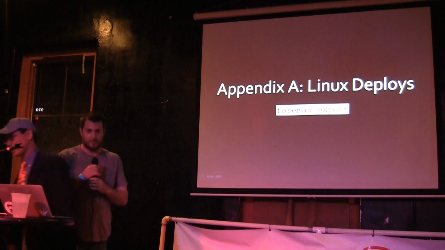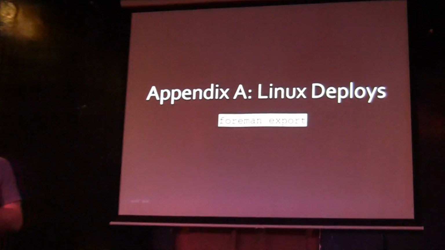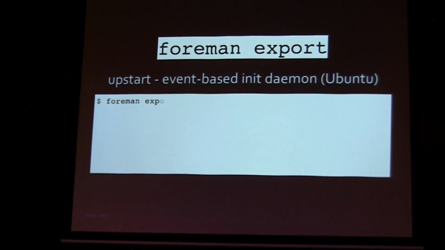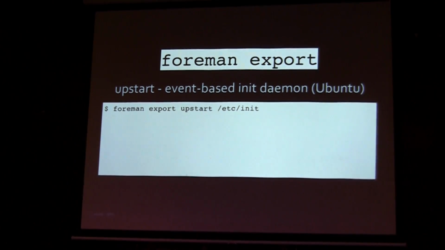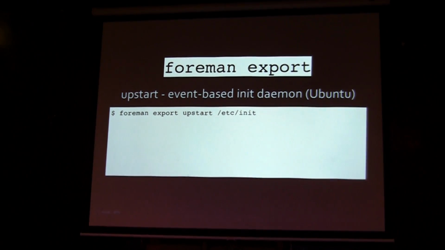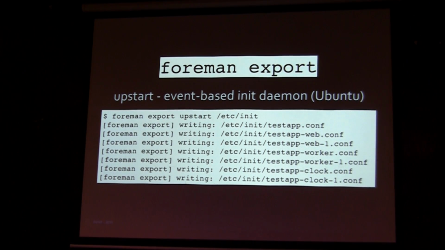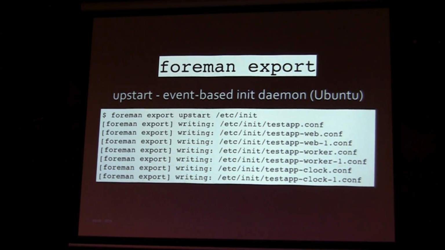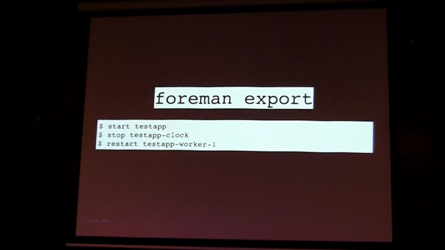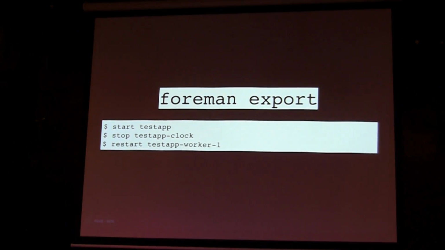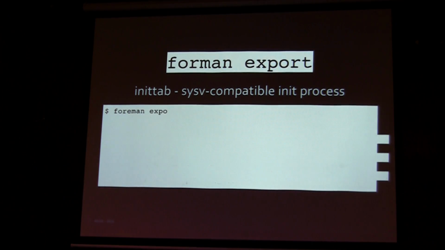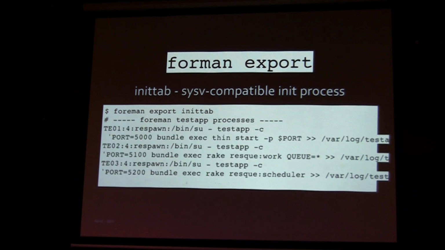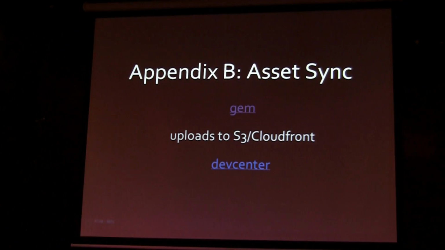So some quick stuff. We did want to show Linux deploys with Foreman export. Foreman export allows you to take those managed processes and export them in a format for Unix, so you can have an Upstart format and then just start those processes like so, or you can use the inittab format. So that was just a quick option if you want to use Foreman but still deploy to Linux.